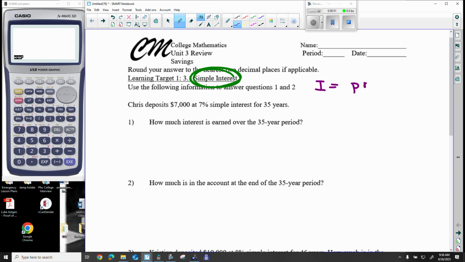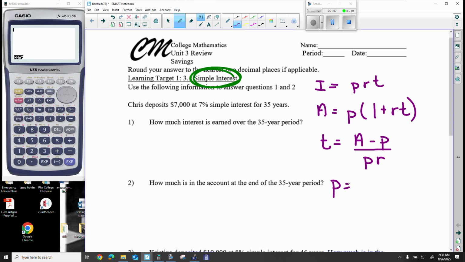I is equal to PRT. A is equal to P(1 plus RT). T is equal to (A minus P) over PR. And then P is equal to A over (1 plus RT). All right, so it depends upon, are you solving for interest, the amount of money at the end, the time that's going to take, or the start money, the deposit that you'll have to make.